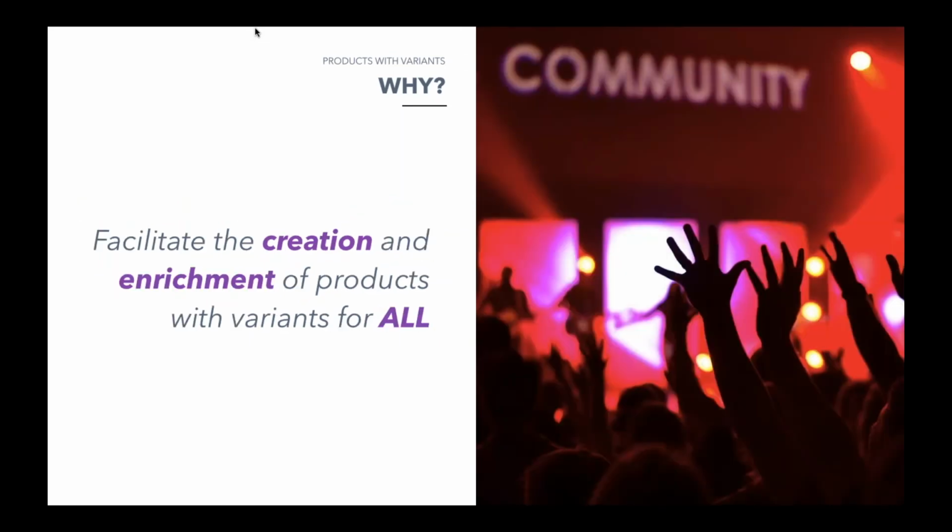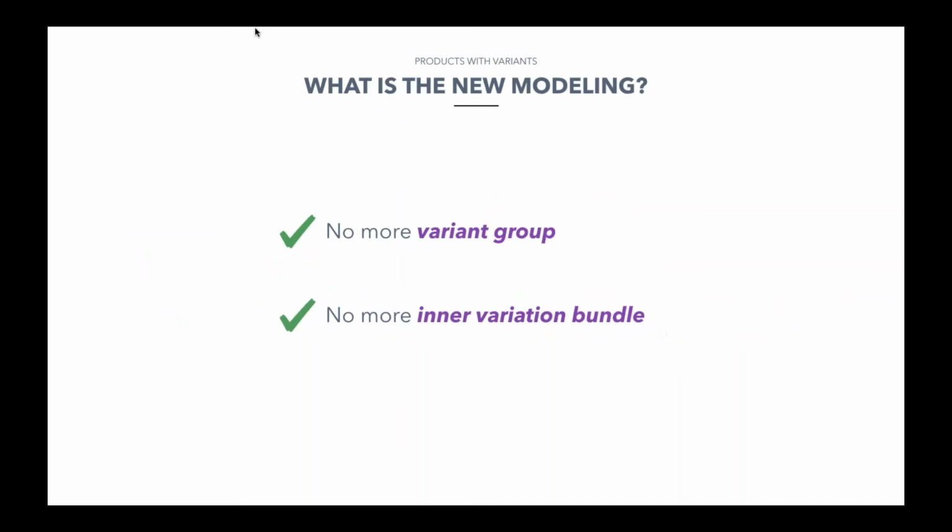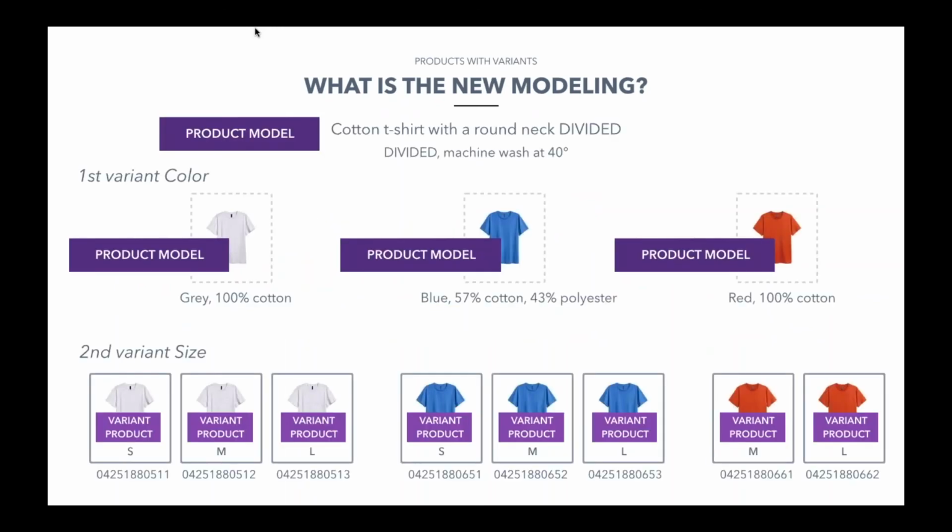So, we would like to facilitate the creation and enrichment of products with variants for all and better integrate them into Akeneo. So what is the new modeling? With this new catalog modeling, no more variant group and inner variation bundle in the 2.0. Let's go back to the t-shirt example available in different colors and sizes.